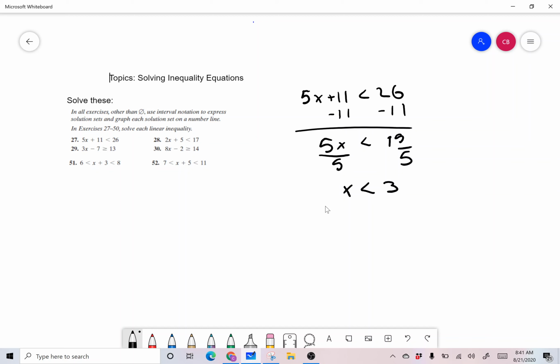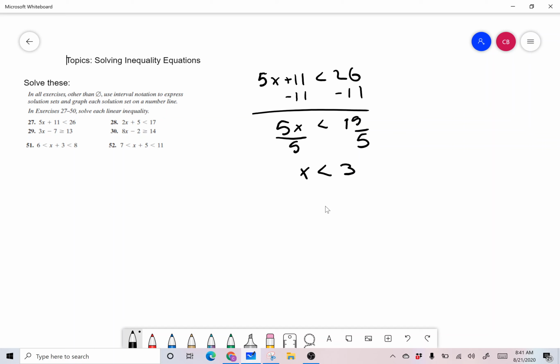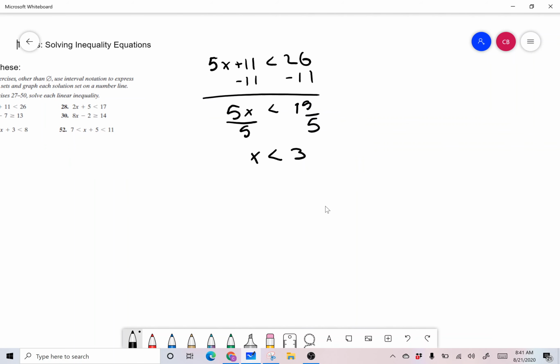Let's see, it says express solution sets. This isn't set builder, so this is interval notation. That's okay. And graph each. Okay, so let's graph it. So here's how I'm going to graph. We have 0 here. We have 3 here. How I do this, if x is the first position on the left, and it's by itself, obviously, which is what it should be, then I'm going to look at this.